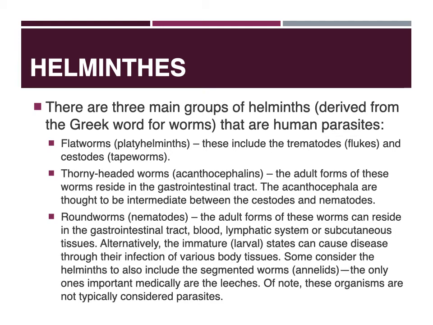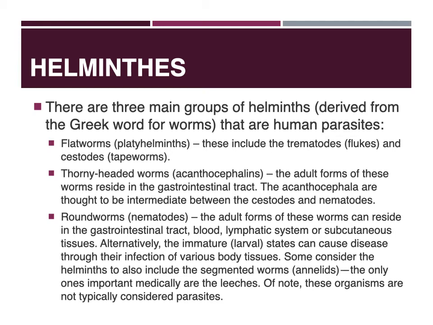Our next group of helminths are horny-headed worms. These actually have spikes on their heads, and those spikes allow them to attach to the intestinal wall. So they're found in the GI tract. Okay. Our roundworms, our nematodes, are going to have a round appearance. So again, flatworms, flat, roundworms, round. And the roundworms can be non-segmented.